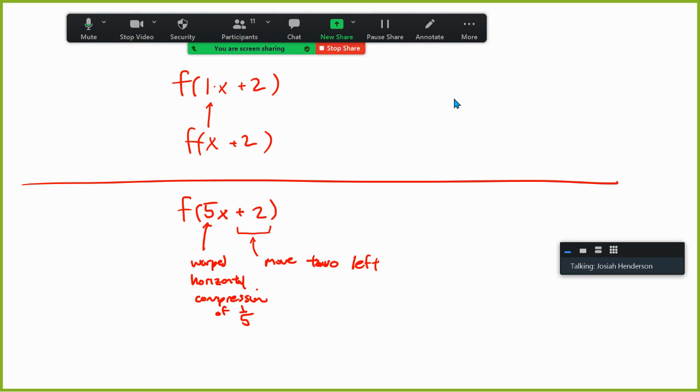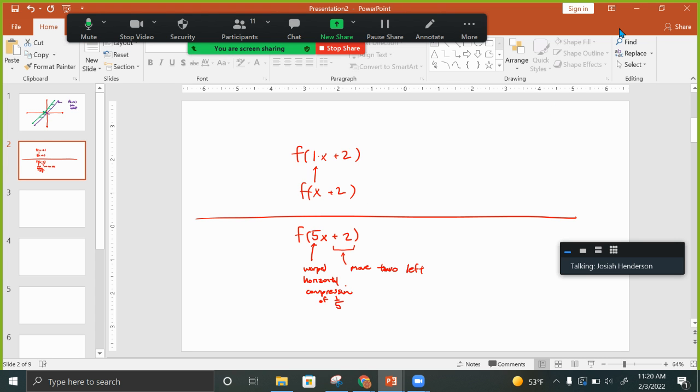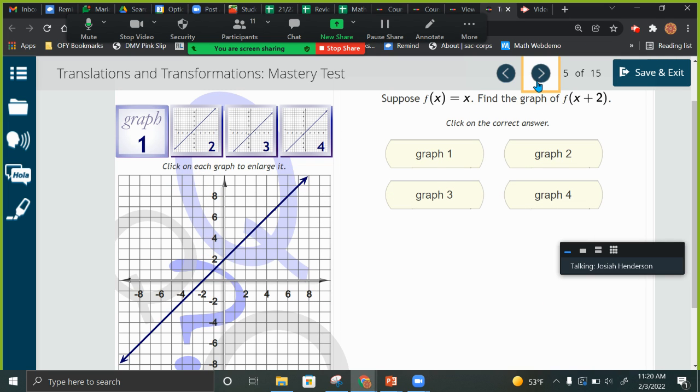So let's do it. You know what? The fast way that I'd like to show this to you guys, let's go to Desmos. So I'm going to go to Desmos and we'll look at a couple examples. And then I want to look at a couple from the mastery test with you.